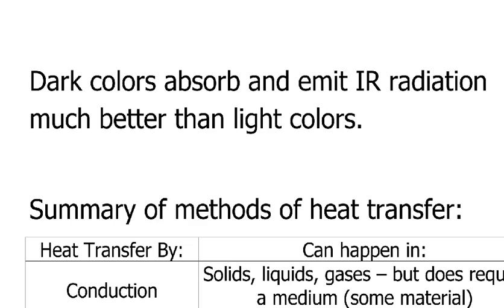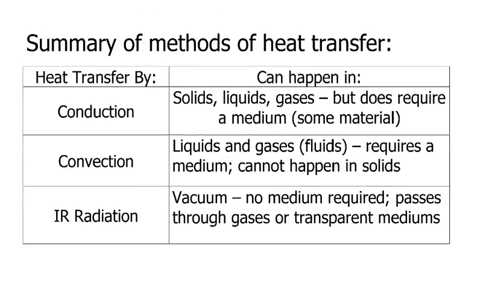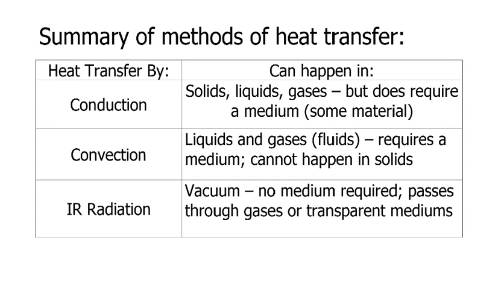Okay, so let's summarize what we have covered in these 3 videos about heat transfer. First, conduction. What's the heat transfer method? In this column, we're going to show you the heat transfer method, and then we're going to tell you how it can happen. All right, so conduction happens in solids, liquids, or gases, requires a medium, some kind of material. It has to have matter, atoms, molecules, that kind of thing. It has to be transmitted through that, and it's usually solids.